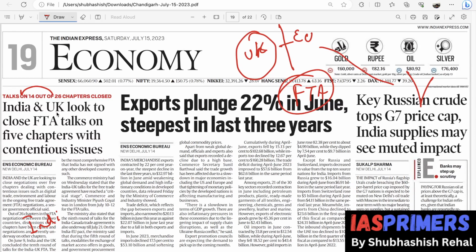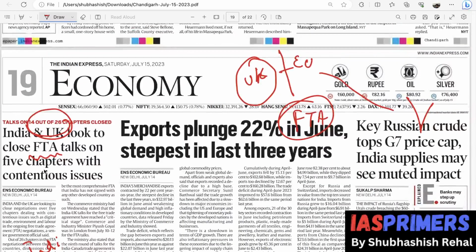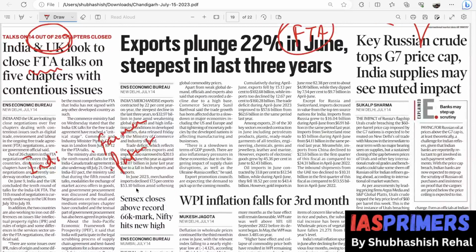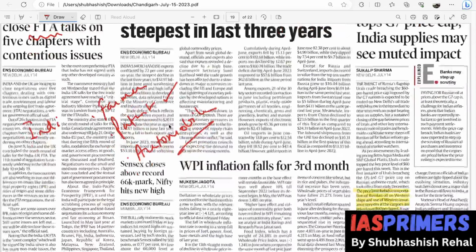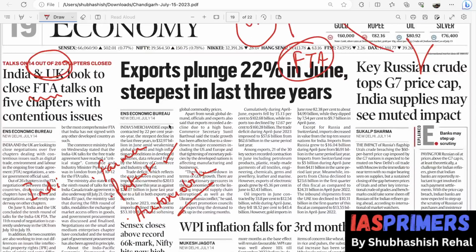India and UK look to close the FTA talks on 5 chapters with contentious issues. Talks on 14 out of 26 chapters have been closed. The 5 chapters which are contentious, they're going to discuss. Main things: UK wants concessions from India, India wants concessions from UK, like the farmer issue, patent issue, automobile sector. The UK would want India to provide tax exemptions to automobiles, not give subsidy to the farmers, and protect pharmaceutical companies' interest, patents. So compulsory licensing should not be there. These are the common issues.